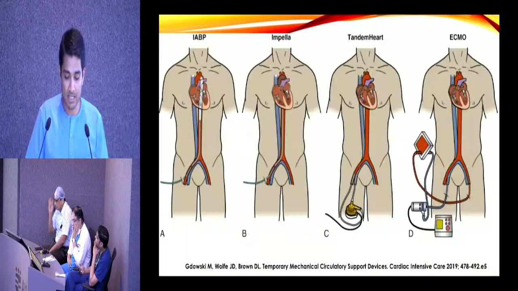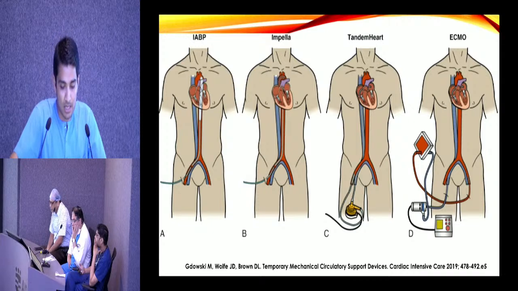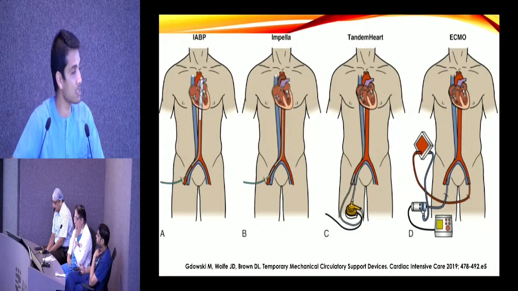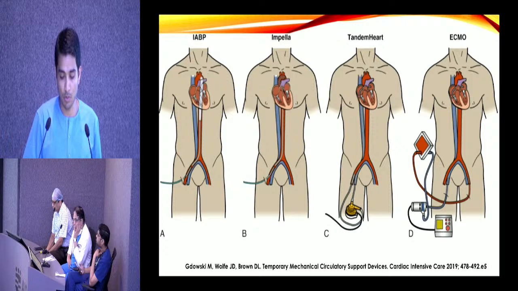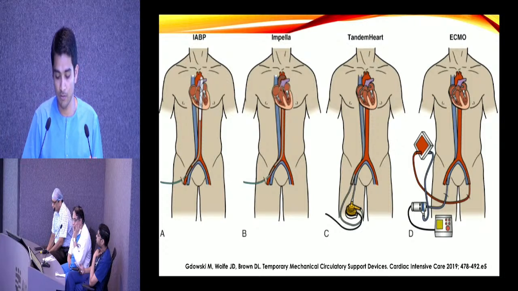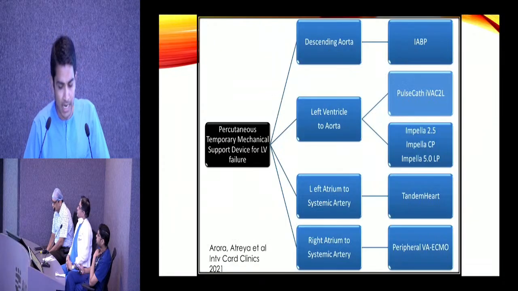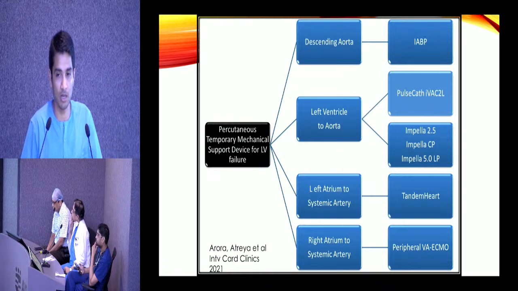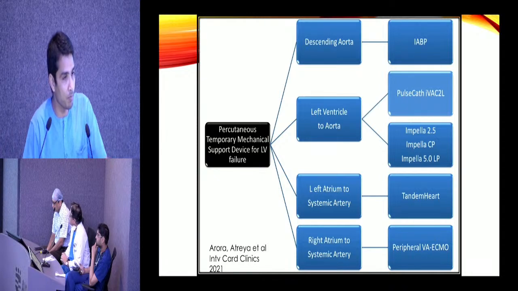So what are the device options we have? Briefly, the IABP is the simplest, and it's an aortic device, and we'll talk a few slides about each of these. We'll talk a little bit about the Impella and the TandemHeart, which is the only one not available in India, and then of course the ECMO, which has been around for a long time. If you look at these devices in terms of the support they offer, the descending aorta device is the intra-aortic balloon pump. As we all know, it's causing diastolic augmentation.